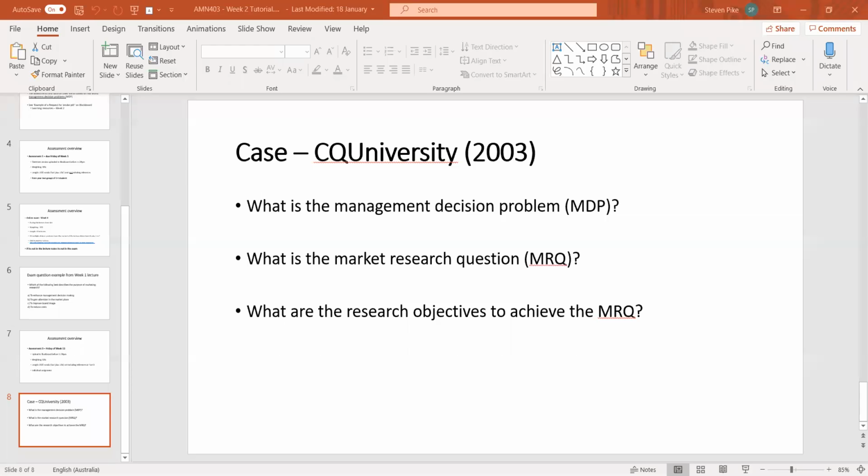Okay, so in this case, the campus manager came to me and wanted me to conduct a questionnaire to find out the solution to the problem. And I felt that a questionnaire at that stage wasn't going to address the problem. But essentially, the management decision problem was wanting to know why so few local Year 12 students were selecting CQU Bundaberg campus in their QTAC applications. Another way of viewing it is, how can we attract more local students?